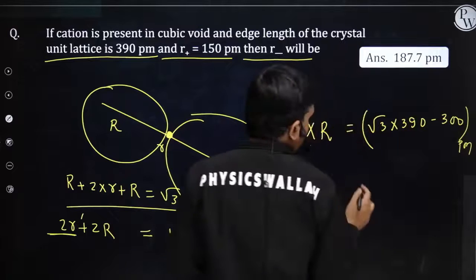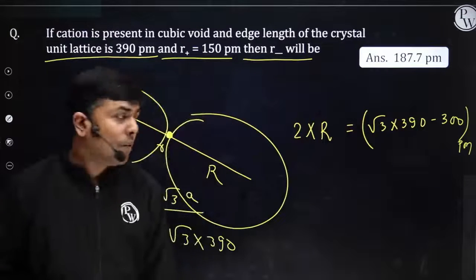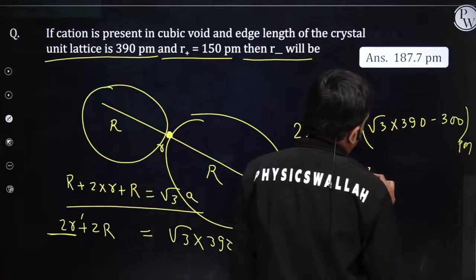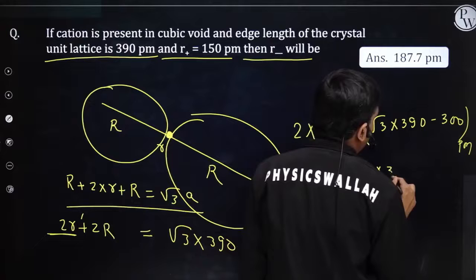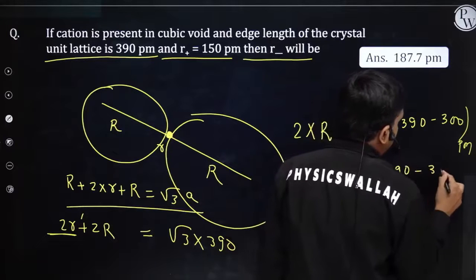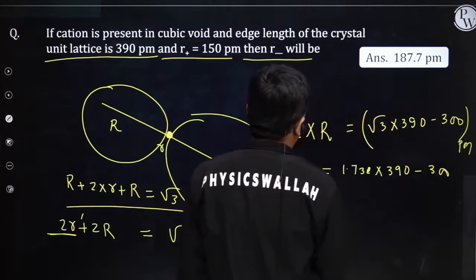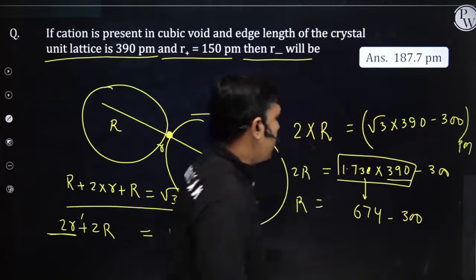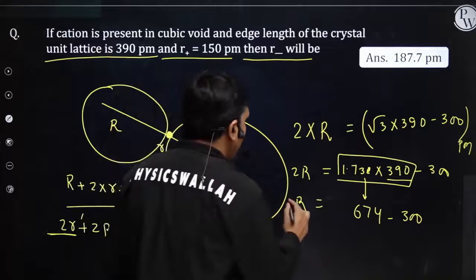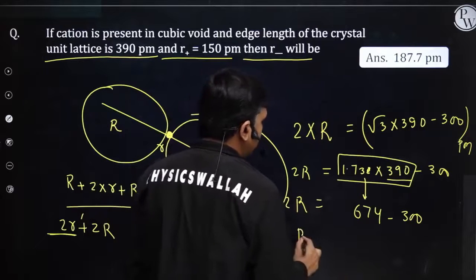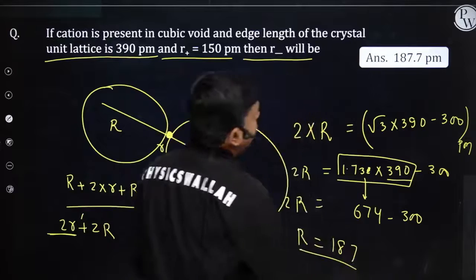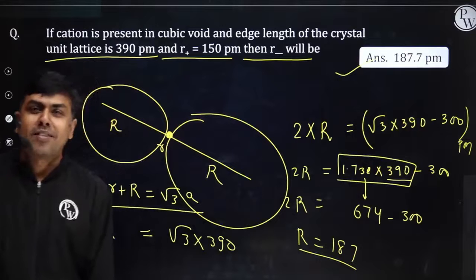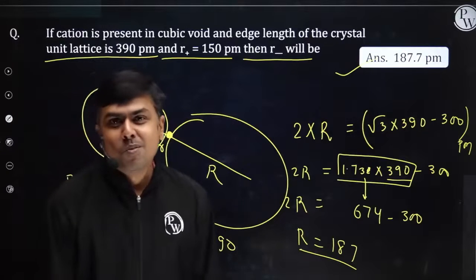Okay. Root 3 is 1.73, so 1.73 into 390 minus 300 equals 2R-. 674 minus 300, so it's how much? 374. 2R- equals 374, so R- equals close to 187. Do we have the option? Yeah, 187 picometer. I hope this particular question is crystal clear to you. Shall we move ahead? Okay.